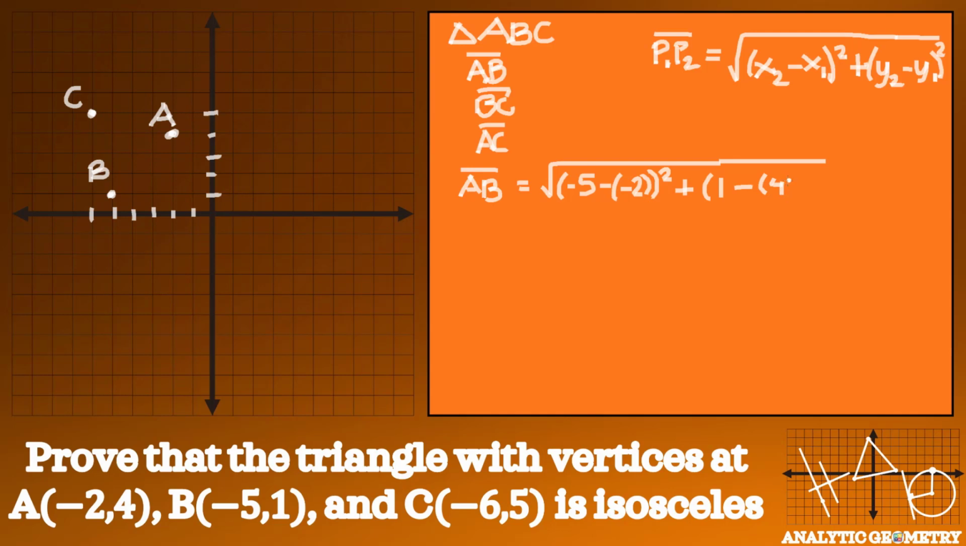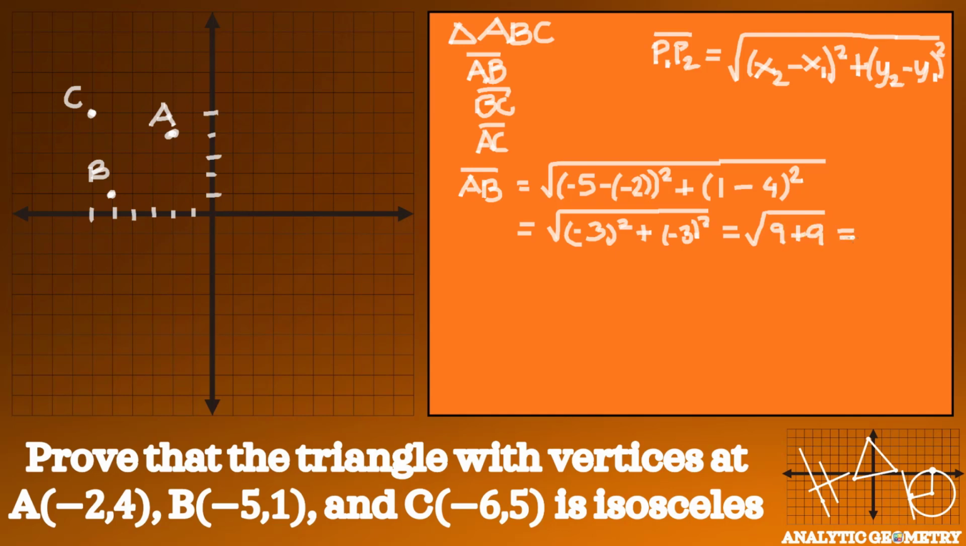You don't need parentheses here because it is positive 1 minus 4, and you take the square of it. So you will have the expression: negative 5 plus 2, that's negative 3, and you take the square of that. Plus, on the other side, you will also have negative 3, and you square that as well. This would mean you will have 9 plus 9.